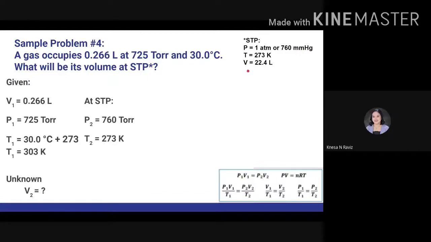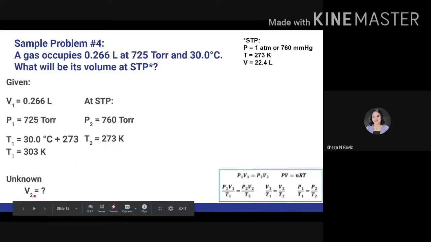Again, this is the standard temperature and pressure from which the properties of gases are determined. So, from this, we could get the values for final pressure and final temperature. Final pressure is 760 torr, because 760 torr is also equal to 760 millimeter mercury. And the value for temperature is 273 Kelvin. And we are looking for V sub 2.